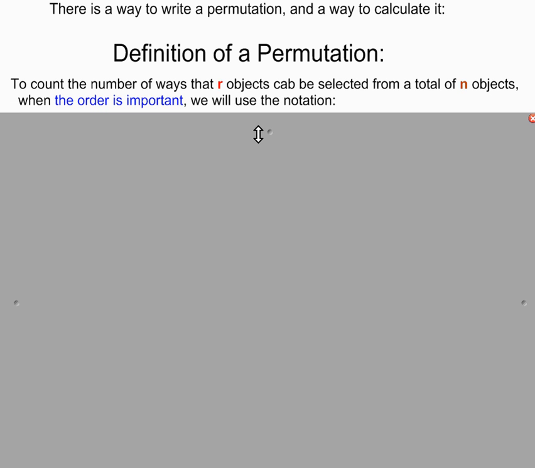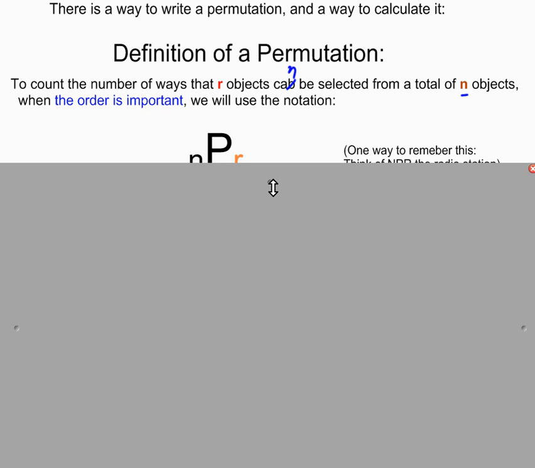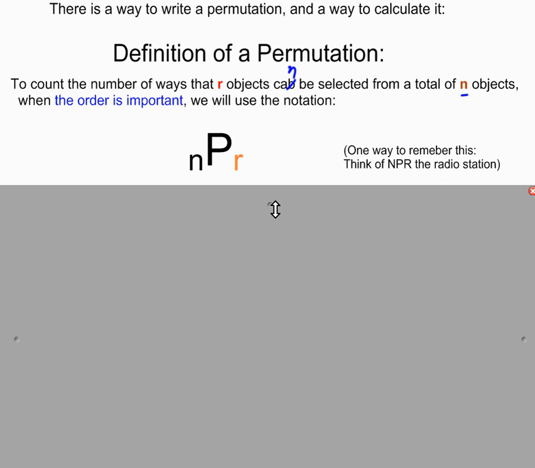Now there's a way to write a permutation and a way to calculate it. The definition of a permutation, and you're going to want to write this down and probably stop the podcast so you can do that, says to count the number of ways that r objects, that should be can and not cab, can be selected from a total of n objects, when the order is important, we are going to use the notation that looks like this: the number of ways, permutation, taking r objects at a time. One way that I remember is to think of the NPR radio station.